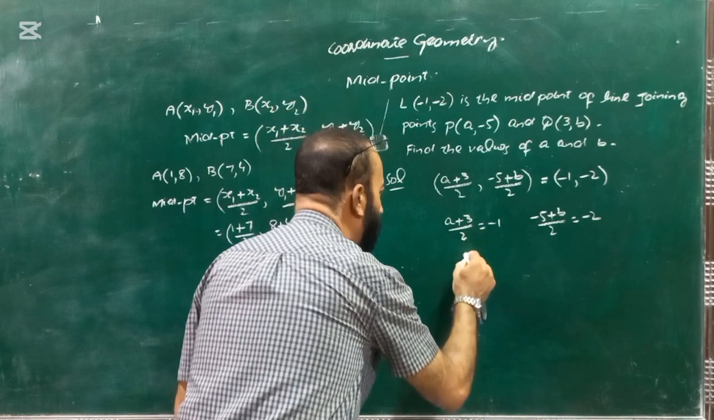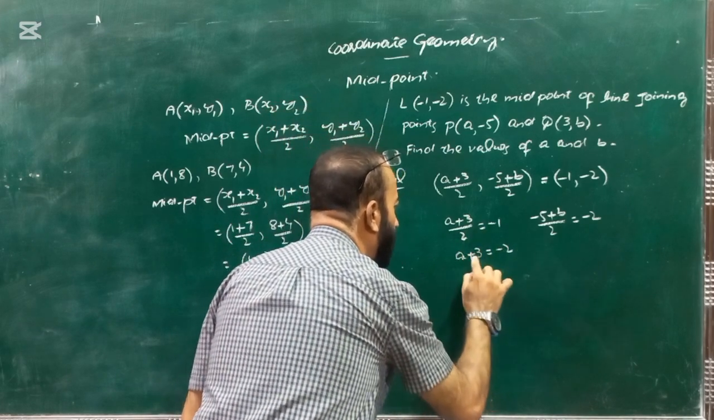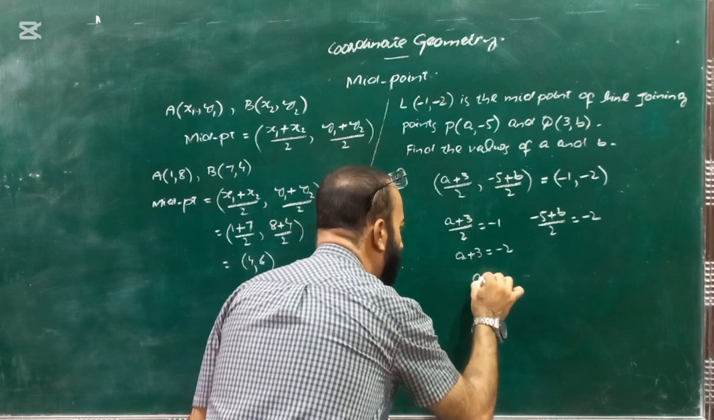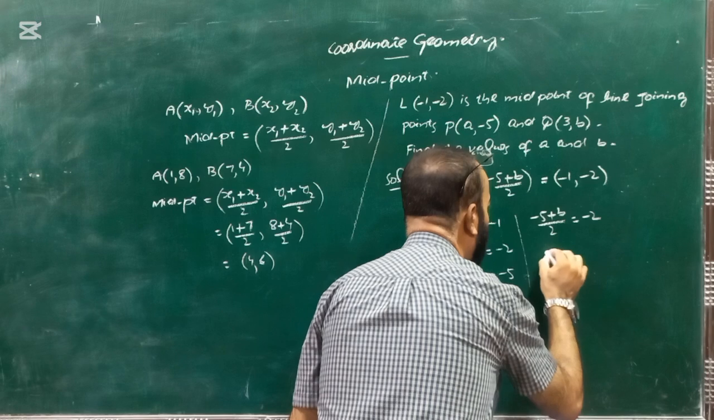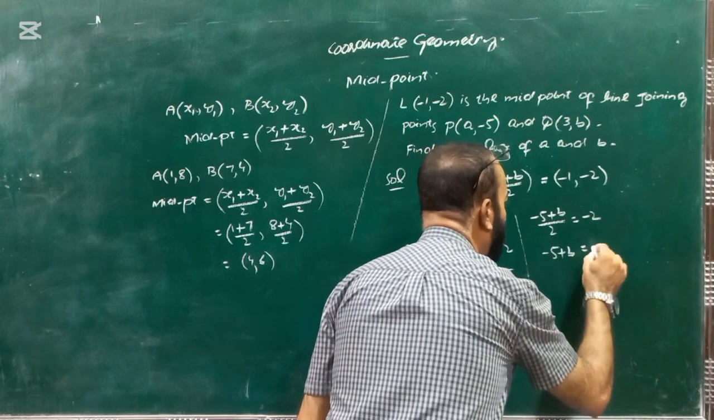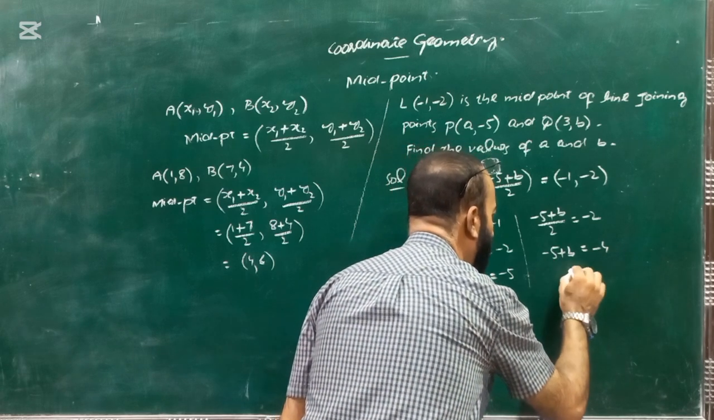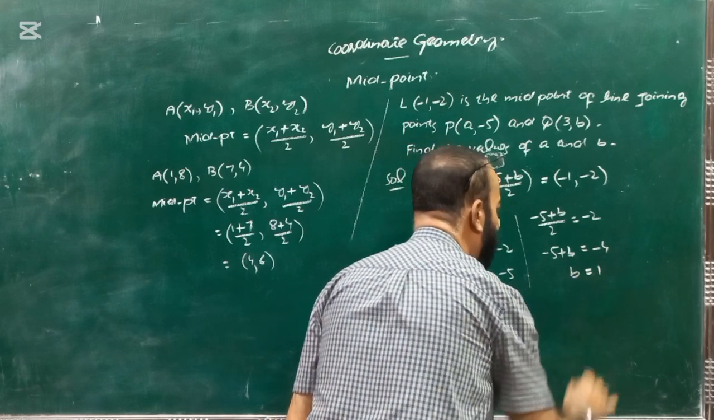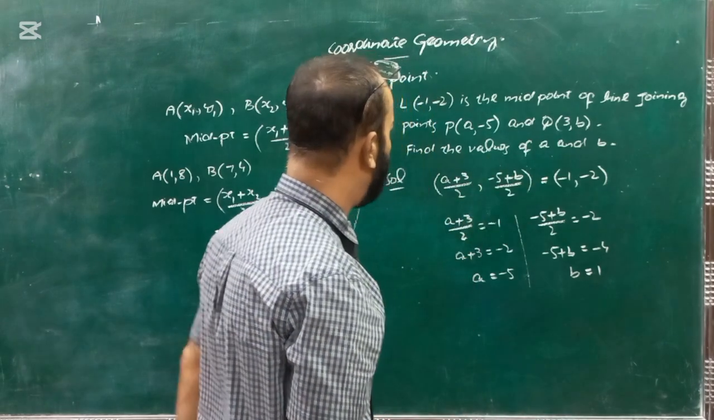From here 2 will go to the right side, so a plus 3 will be equal to minus 2. Plus 3 will go to the right side, so a will be equal to minus 5. From here, minus 5 plus b will remain here. The denominator will go to the right side, so it will become minus 4, and then minus 5 will go to the right side and become positive, so b is equal to 1. So these are the values of a and b.